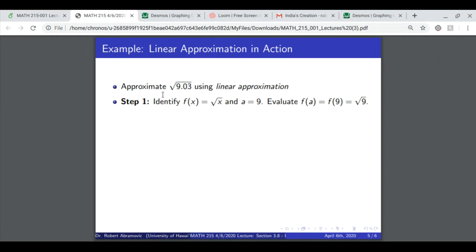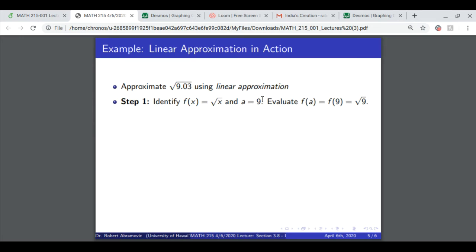Step 1, we identify the function as square root of x. Right? So we're approximating the square root of 9.03. What are we inputting? We're inputting a number. What are we outputting? We're outputting the square root of that number. So the function is going to be square root of x, and we evaluate it at 9.03.